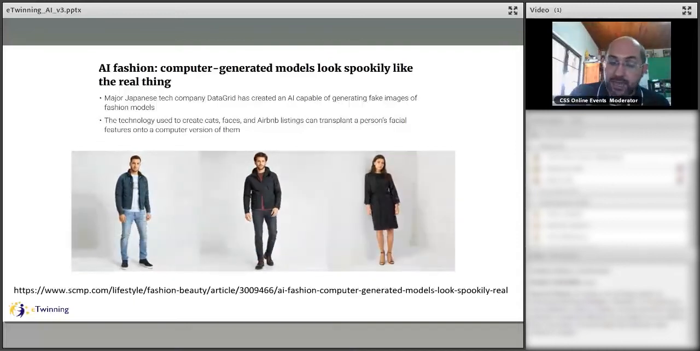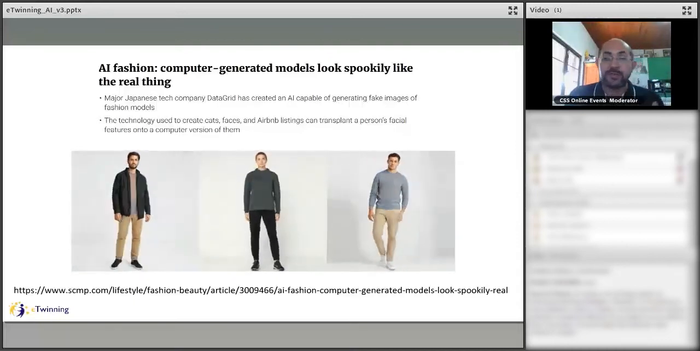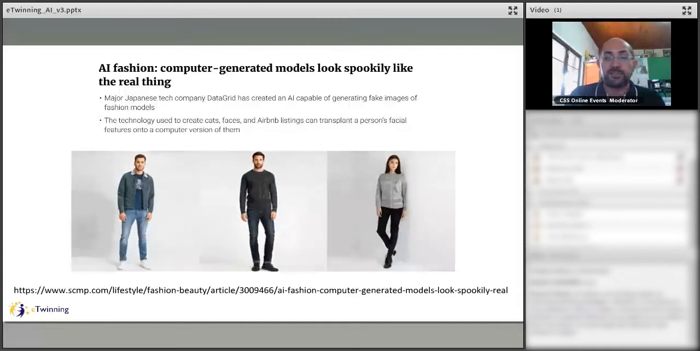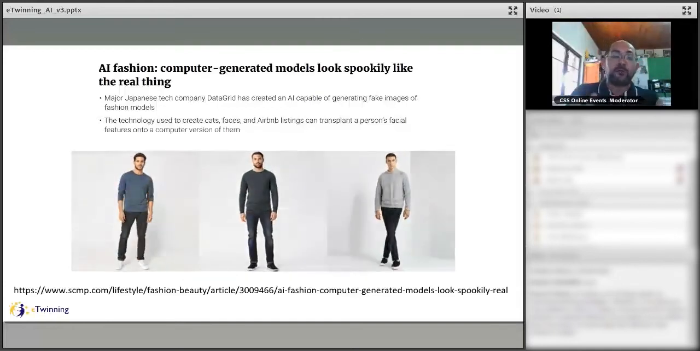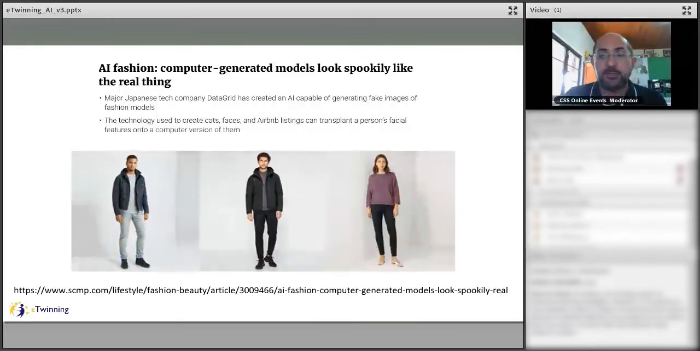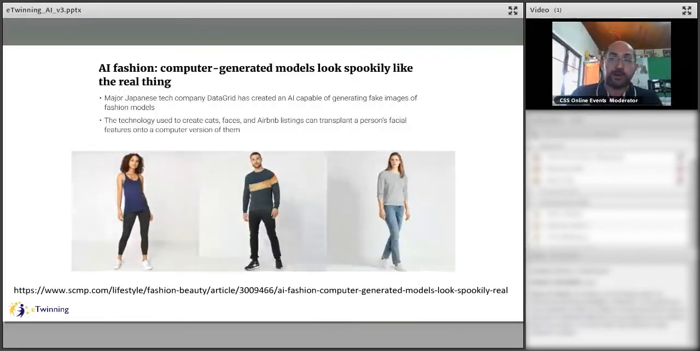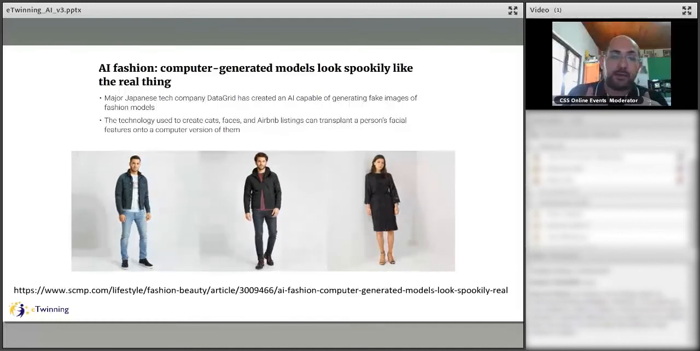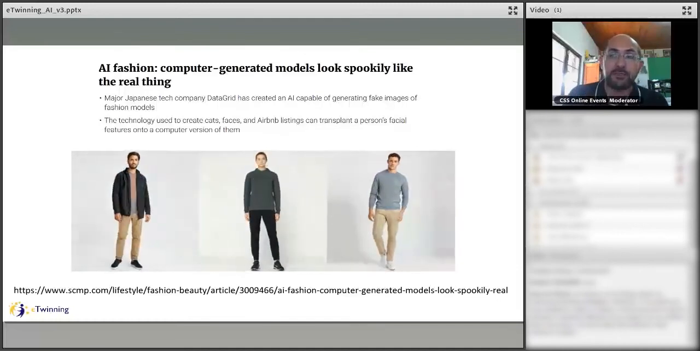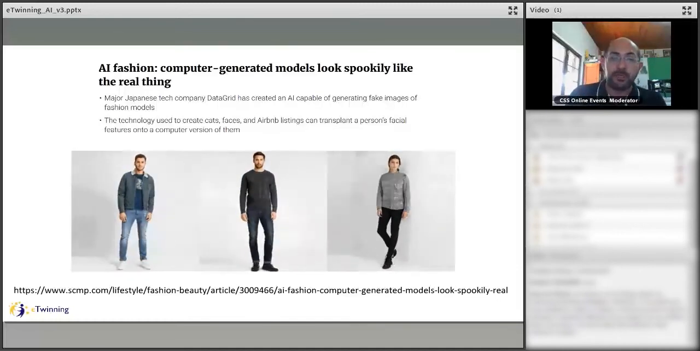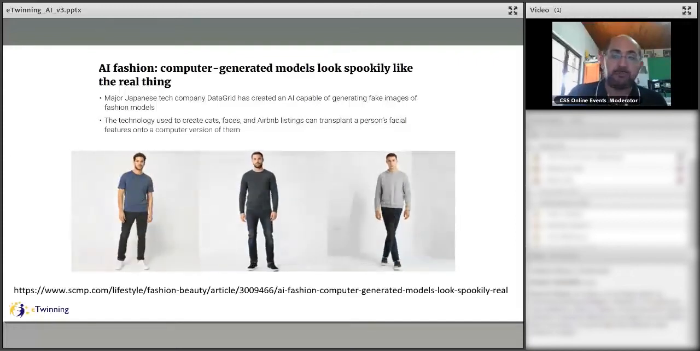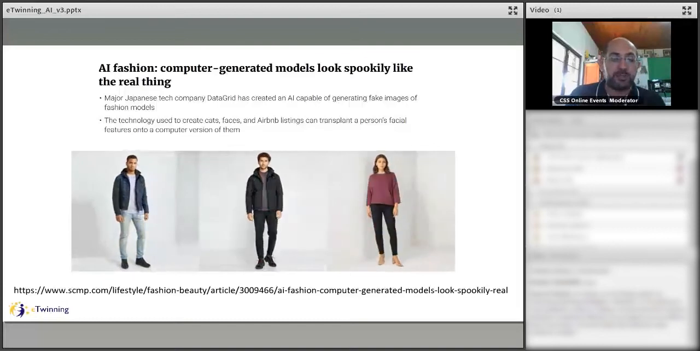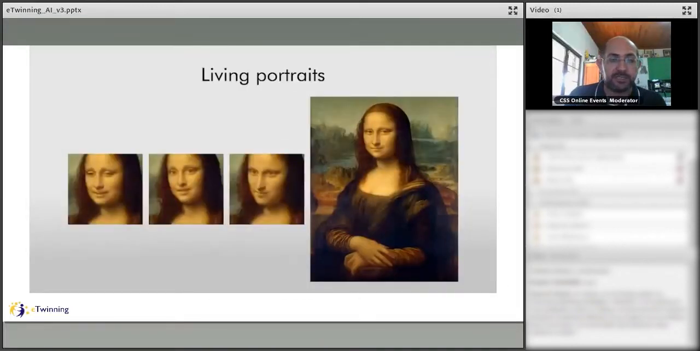Because they have this AI tool that can create, as you can see on the video, automatic models. Of course, lots of questions are raised here. If you are interested in integrating the topic of artificial intelligence in eTwinning projects, expect to discuss a lot with your students, because this is really very important. I will just show some other examples that also make us think about it.